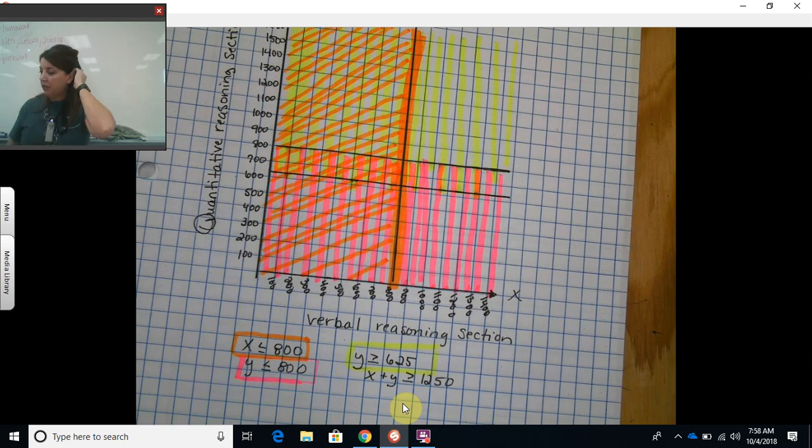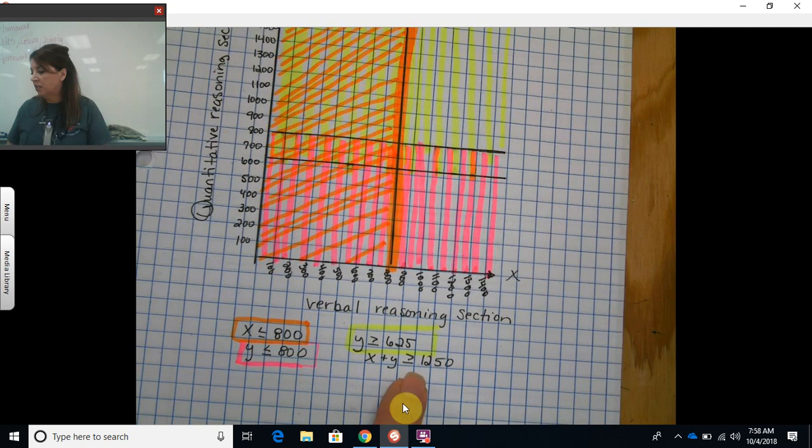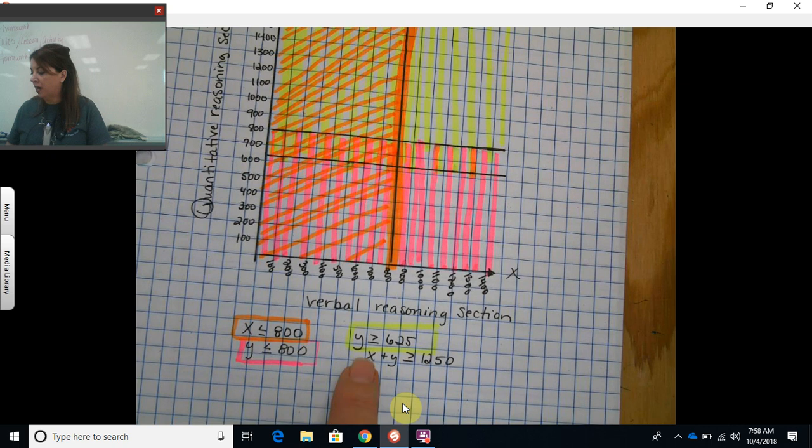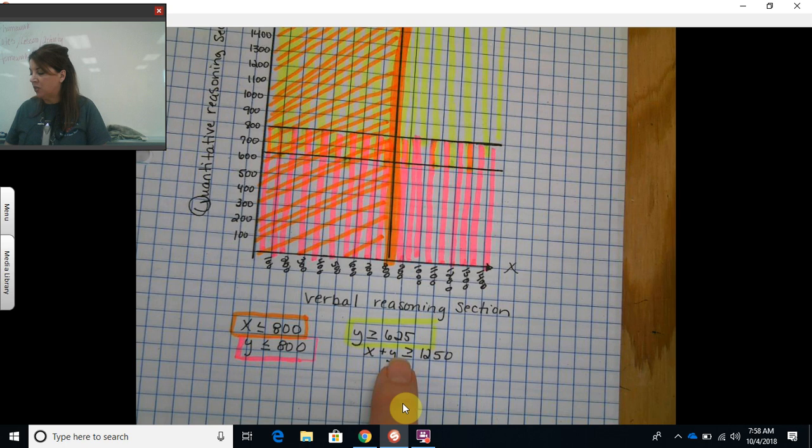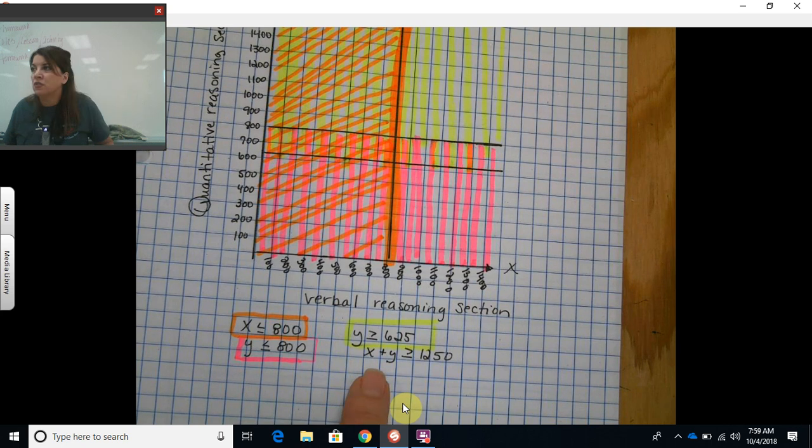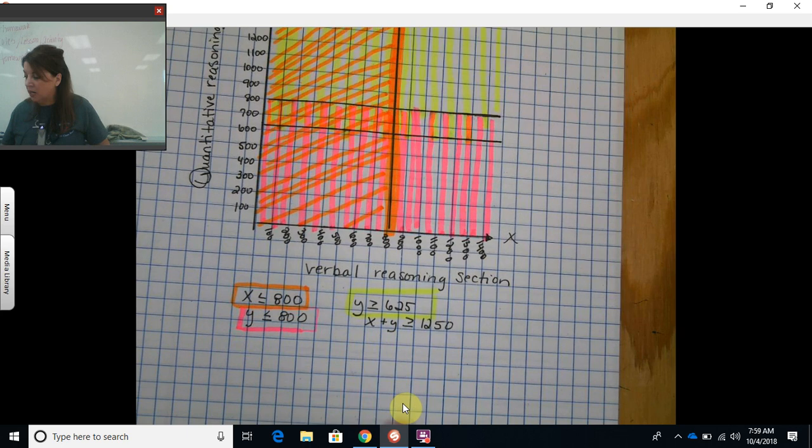Okay, x plus y is greater than or equal to 1,250. We could convert this to slope-intercept form, so we would subtract x. So we would have y is greater than or equal to negative x plus 1,250, and have a y-intercept of 1,250 and a slope of -1. Or we could just find the x and the y-intercept, which is very easy, especially in this equation.